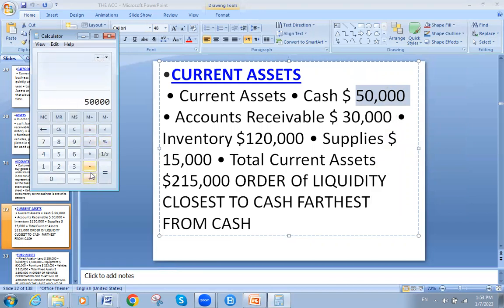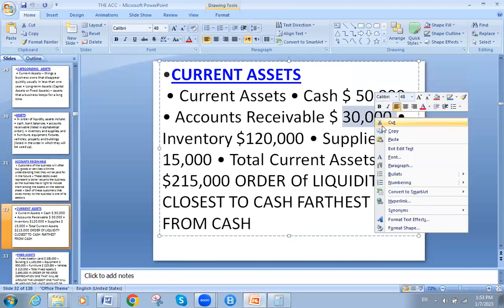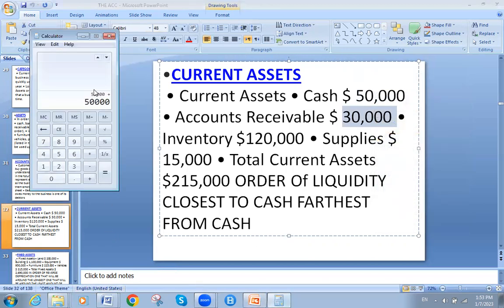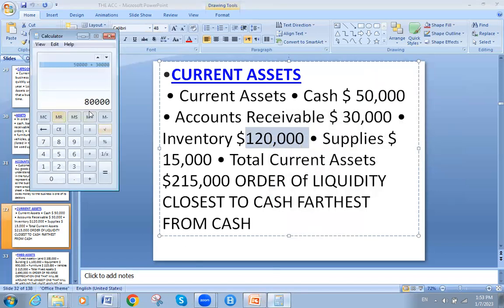50,000 plus the second amount, 30,000, will equal 80,000, plus 120,000, plus 15,000.